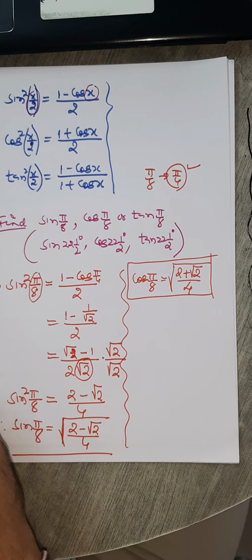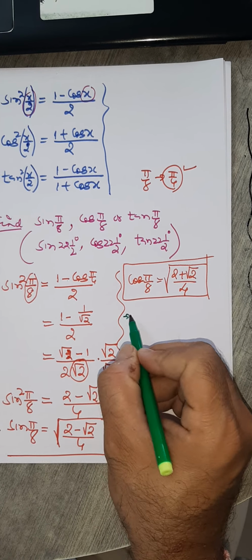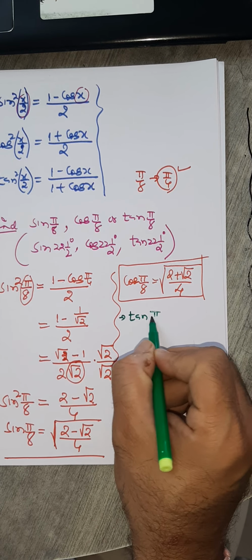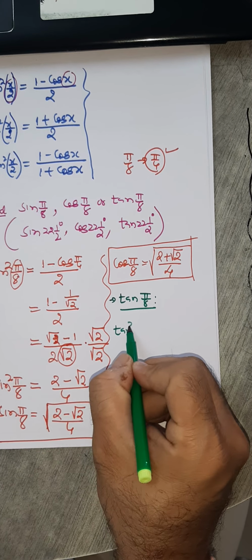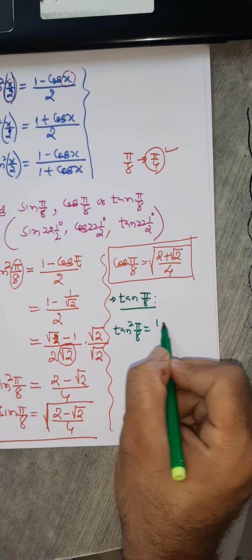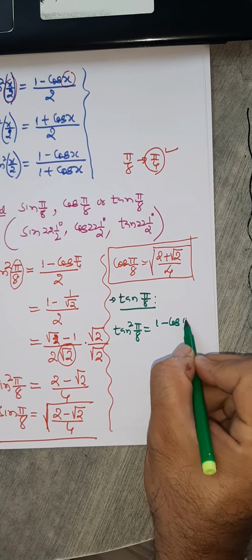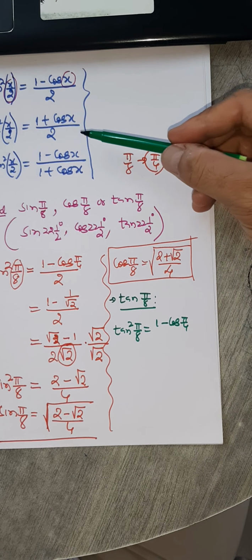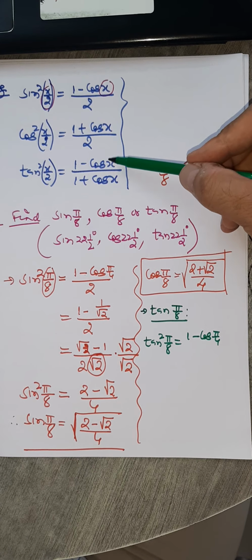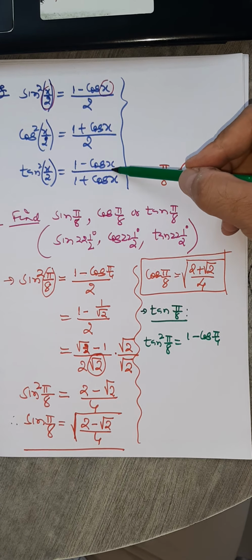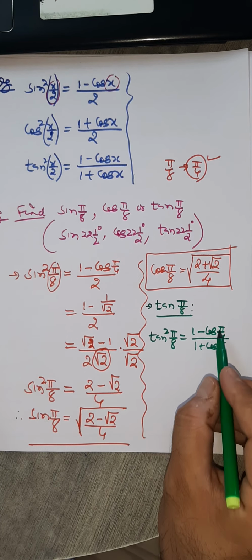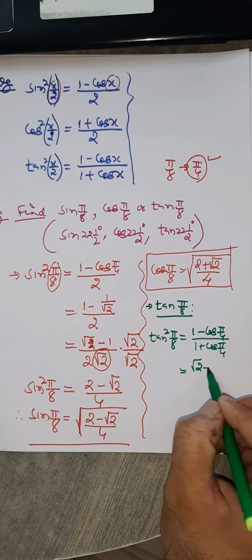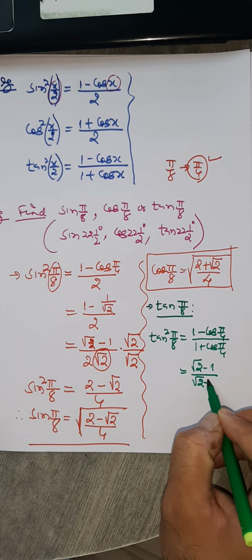Right? tan pi by 8. Next, suppose I want tan pi by 8. So what I'll do here, I'll start with the formula of tan squared pi by 8. So it is 1 minus cos pi by 4 upon 1 plus cos pi by 4. You must have realized I'm using this formula. Cos pi by 4, you know, it is 1 by root 2, and I'll take LCM. So root 2 minus 1 upon root 2 plus 1.